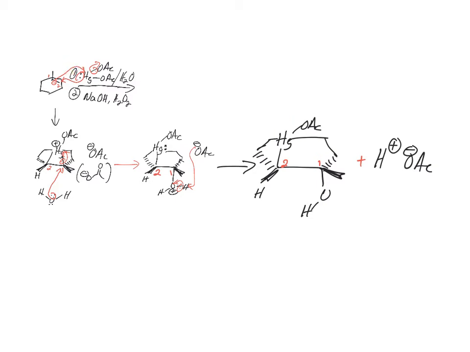To get the mercury off, you're not responsible for knowing this mechanism. The second step is this. Oh, sorry, it's NaBH4. I think I wrote the wrong thing up here. NaBH4, sorry. And that just replaces the mercury with a hydrogen. Stereochemistry stays the same. The mercury is still trans to the OH. You're just replacing it with a hydrogen.